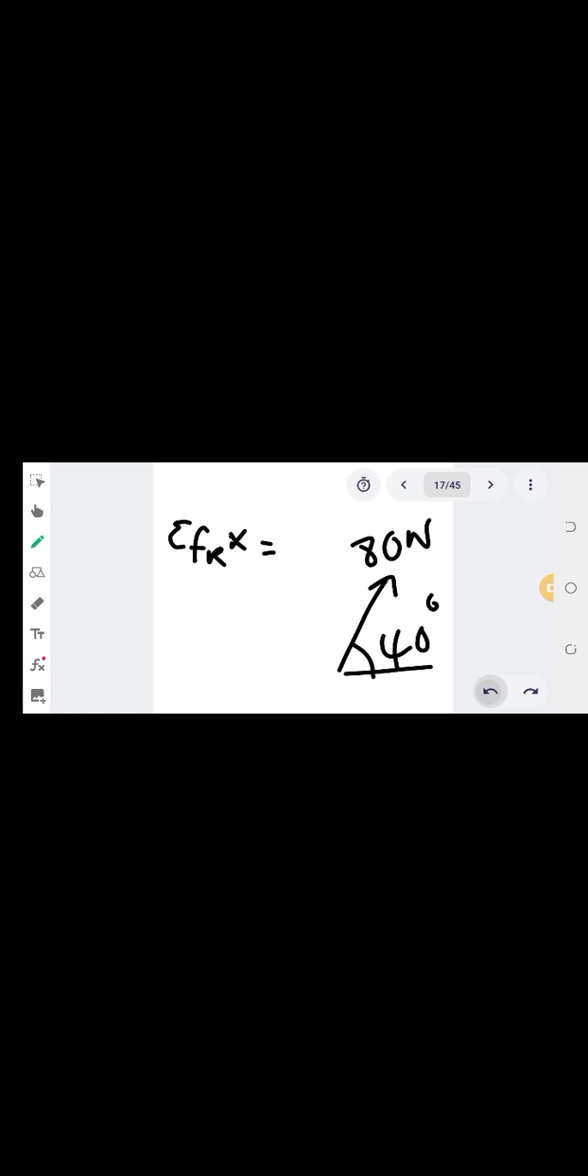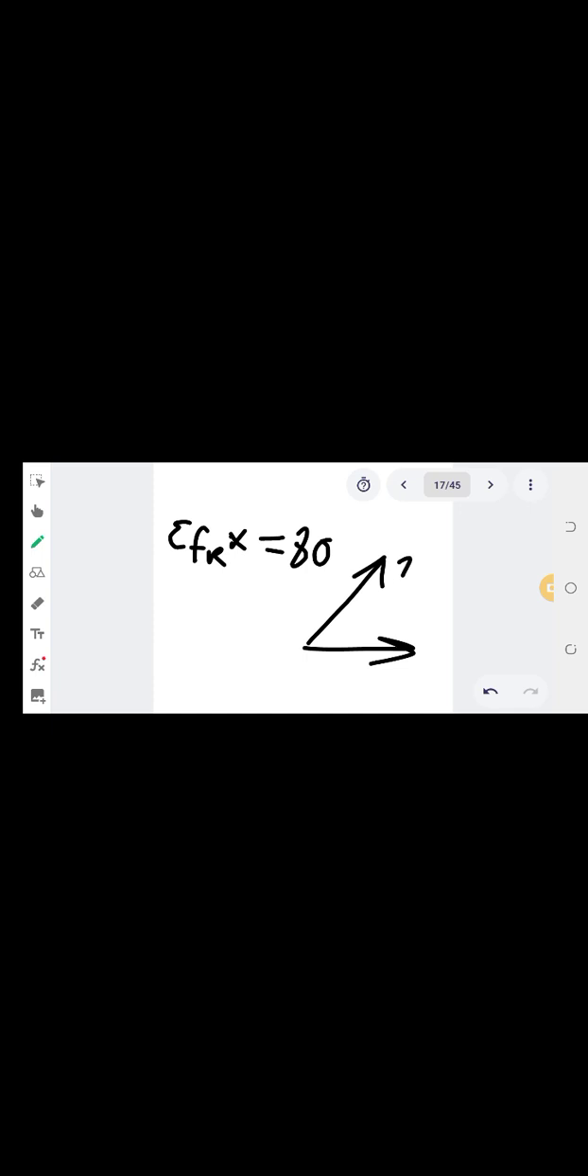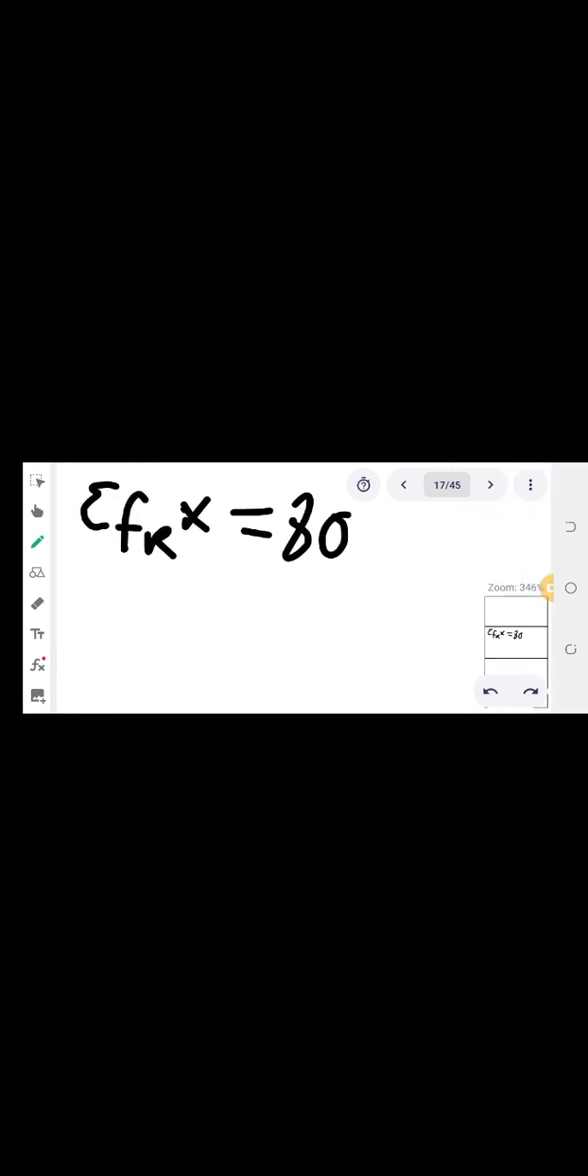So in this case, it is going in the positive direction when I resolve it. When I resolve this 80 newtons, it will be in the positive direction. So I'm getting cos 40. So it is cos 40 plus.